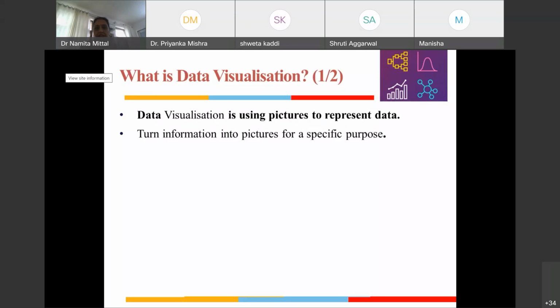So data visualization is using pictures to represent data that is clear with examples. Turn information into pictures for a specific purpose. Specific purpose is a part of storytelling. Storytelling मतलब जो हमने लिखा, ऊपर कैप्शन, नीचे कैप्शन लिखा, ऊपर टाइटल लिखा, इधर लीजेंड्स लिखे हमने, एक्स एक्सिस पे क्या है और क्या कितने इंटरवल पे है. That is very important.